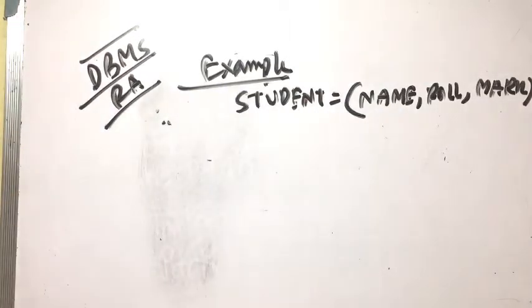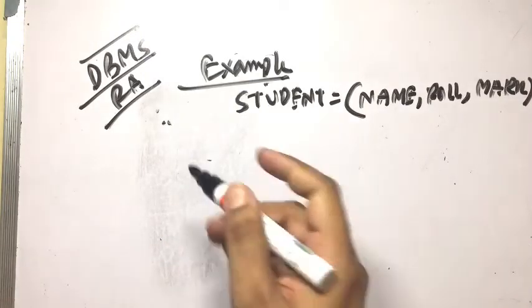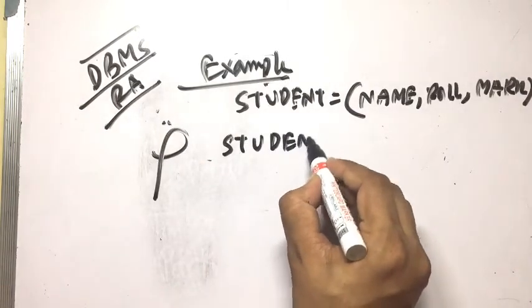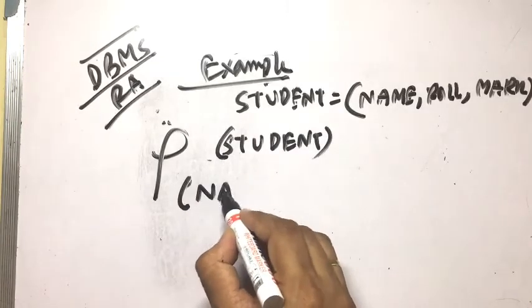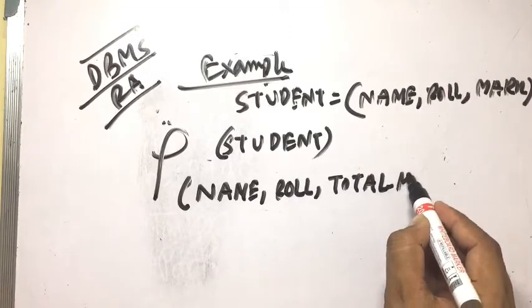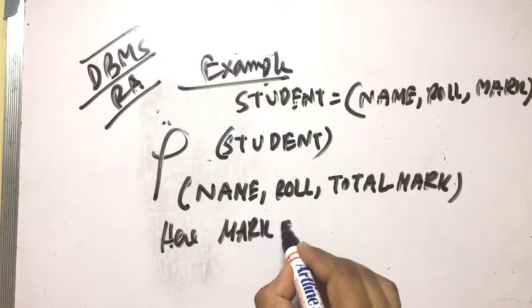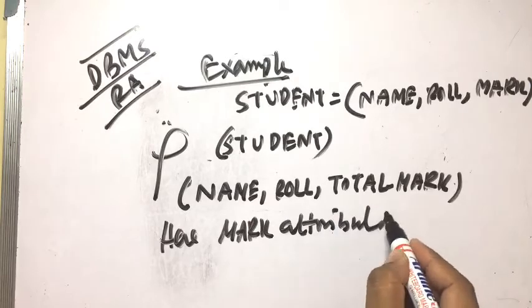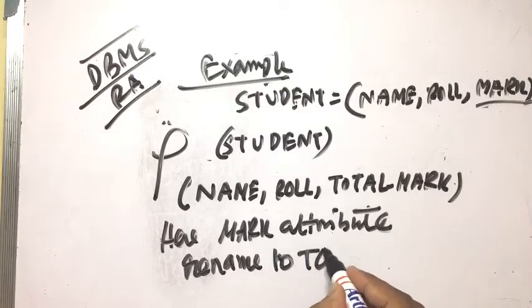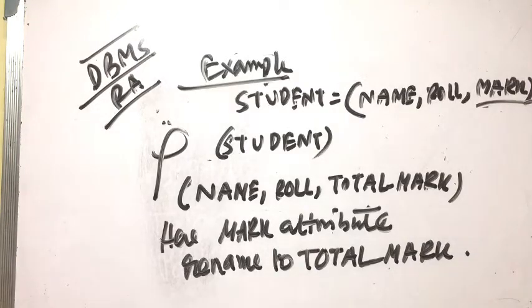Now suppose we want to change the mark attribute to total marks. Then we can use rho, the name of the table is student, and the column names are name, roll and total marks. Here the mark attribute is renamed to total marks. So this is the second syntax.